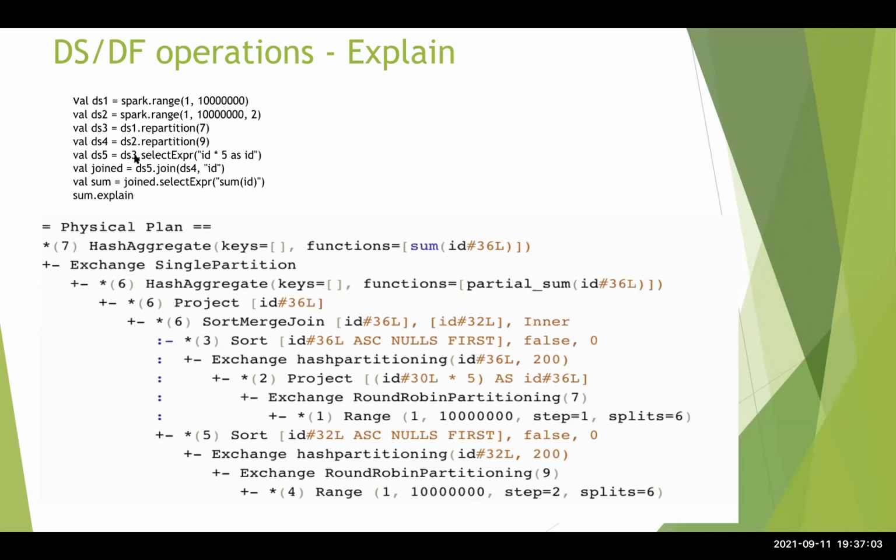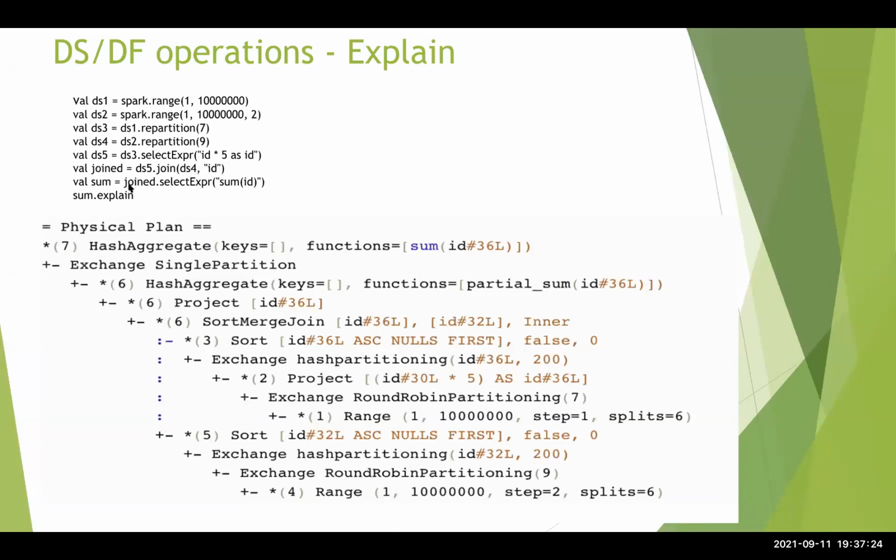Then data set 3 is doing a select of ID multiplied by 5 as ID. So it multiplies this DS3, which is repartitioned to 7 partitions, as ID. Then it joins data set 5, which is the latest one, with data set 4, which is this data set, based on the ID.